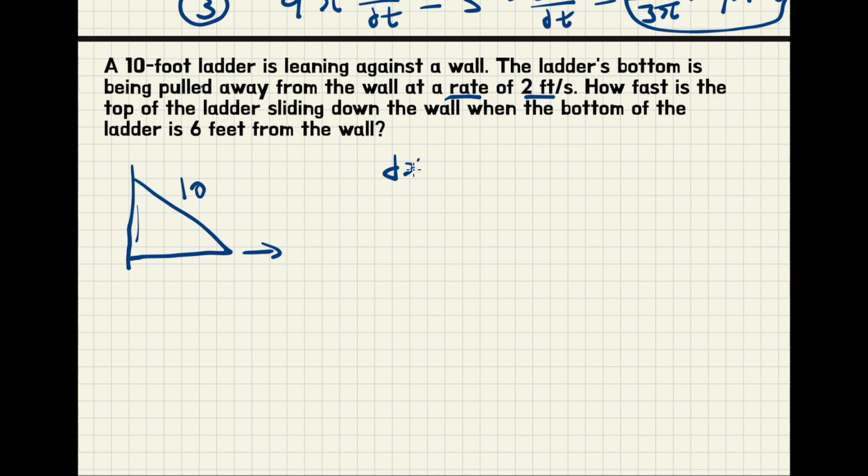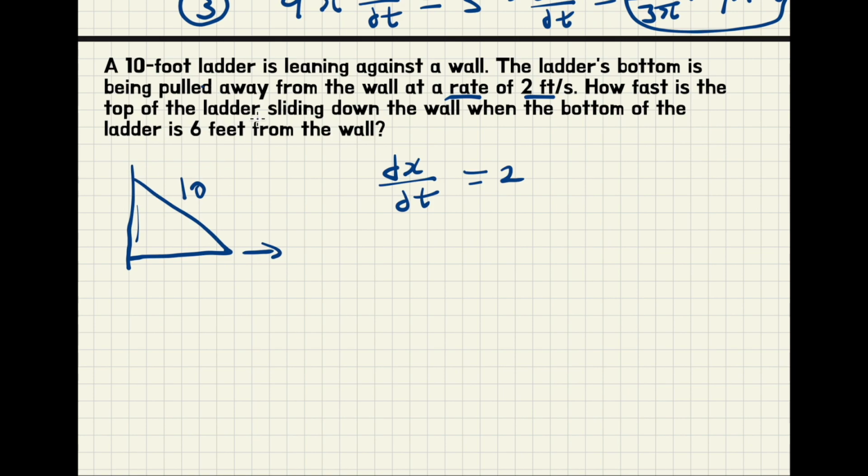So we know the derivative dx/dt, with respect to time, is equal to 2, right? Because the x-axis is increasing at a rate of 2 feet. The ladder's bottom is increasing at a rate of 2 feet per second.